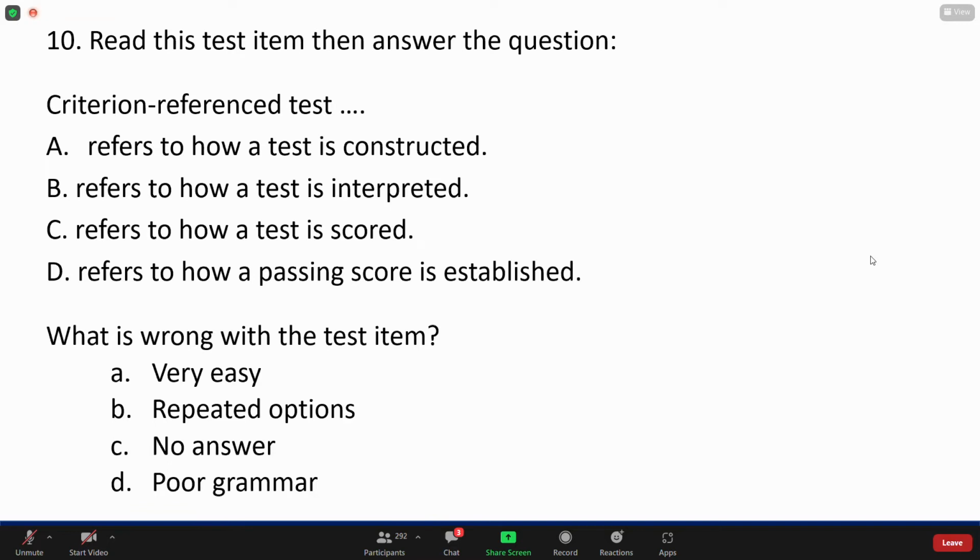What is wrong with the test item? Letter A, very easy. Letter B, repeated options. Letter C, no answer. Letter D, poor grammar.